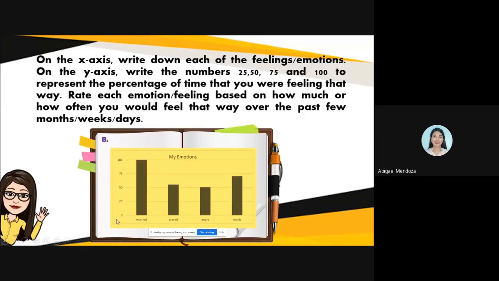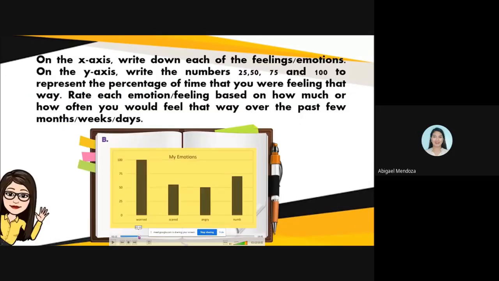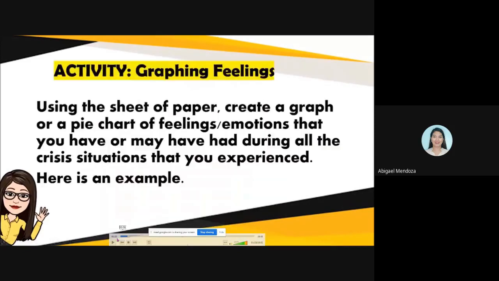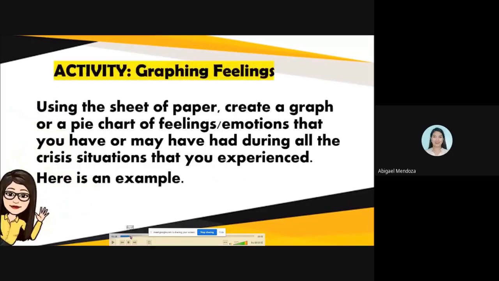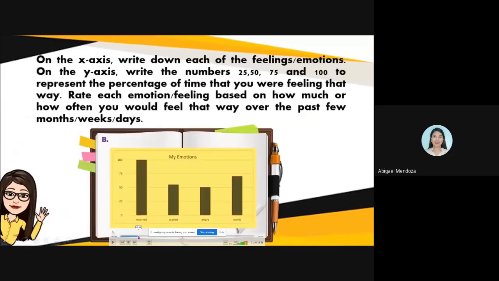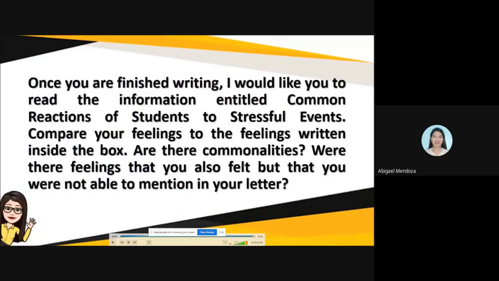May question dito sa graph? Wala po. Wala naman. Okay, continue tayo. So, Ma'am, dito naman, kailangan pa na explanation? Wala naman. Sabi lang naman dito, di ba, graph. Sige po. Yon, graph lang muna. Tapos, sa pangalawa, muna tayo sa dulo.